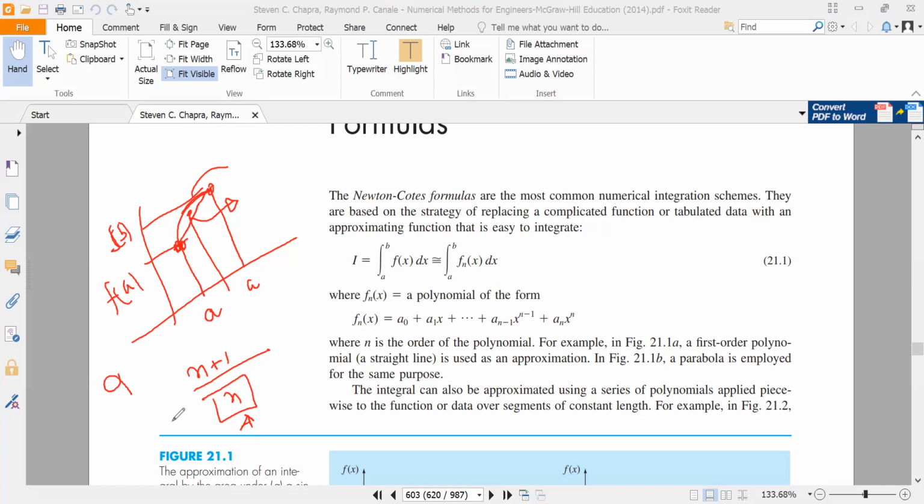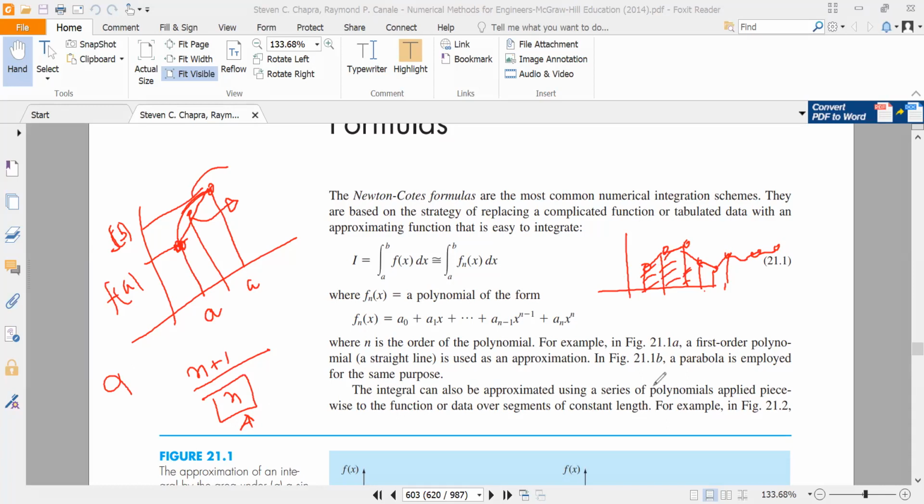But if we have a huge number of data, then what can you do? One way can be, you just connect this data in this way. Then you put, for example, some trapezoids there and apply your trapezoidal rule to calculate the area of the trapezoids and sum them up. In this way, you can calculate the integral or area under the curve.